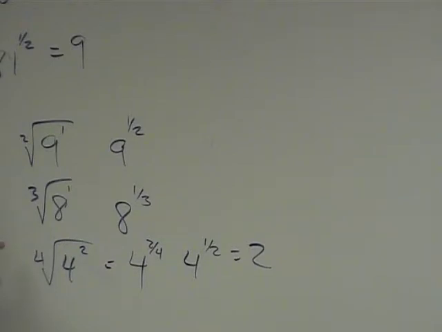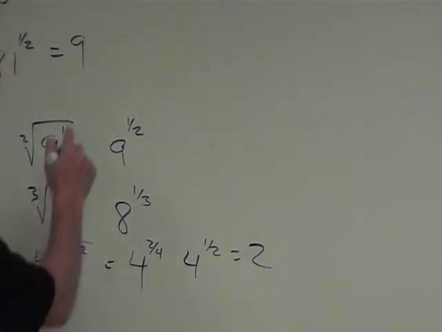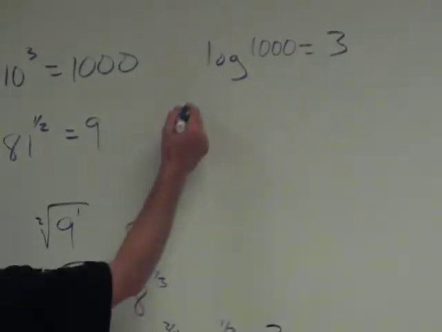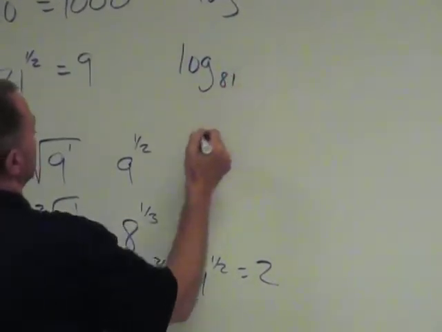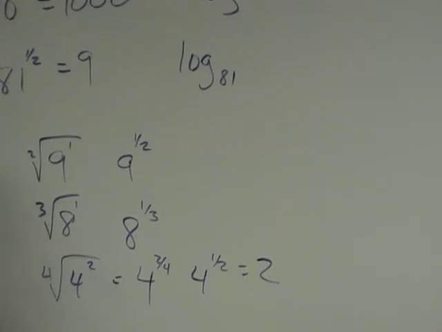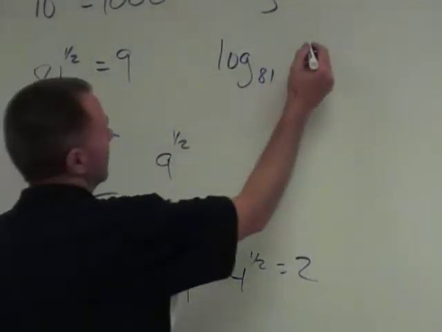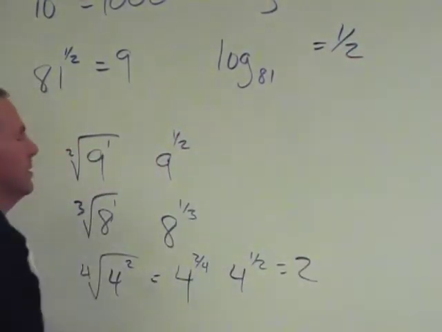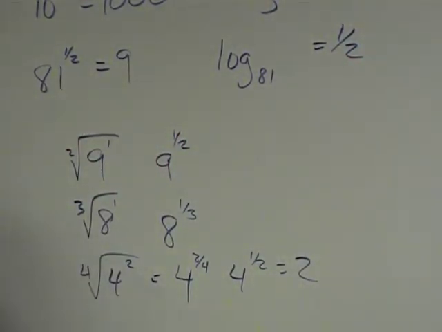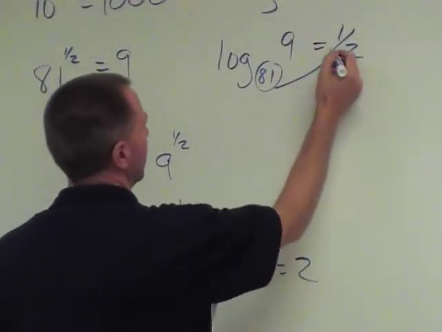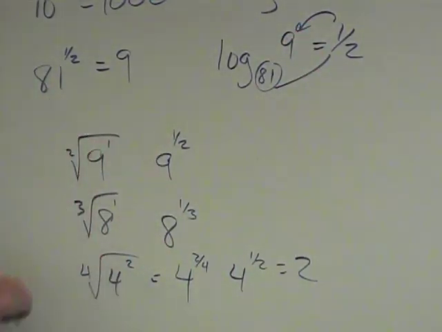Okay, for your homework tonight, you got to be able to do this. All right, so having said that, let's put this in logarithmic form. What's your base? 81. So log base 81. What's my exponent? What is the exponent? Is equal to what? 81 to the 1/2 is 9. That's what that says.